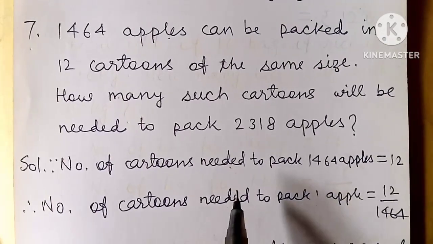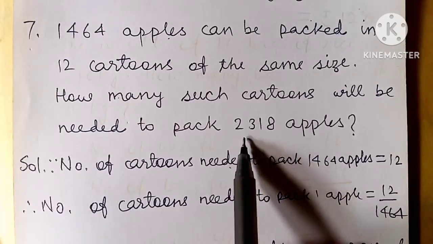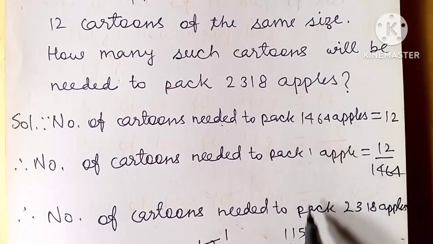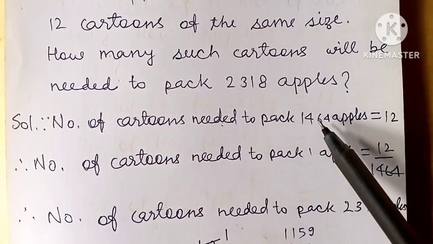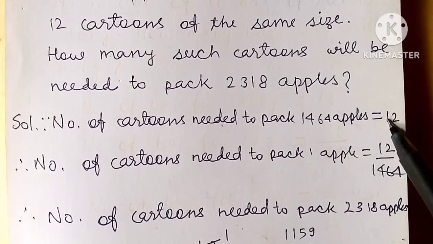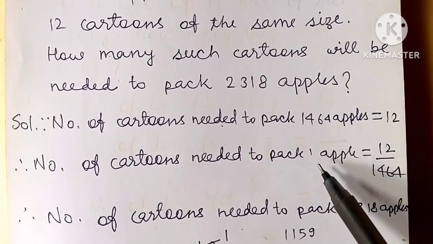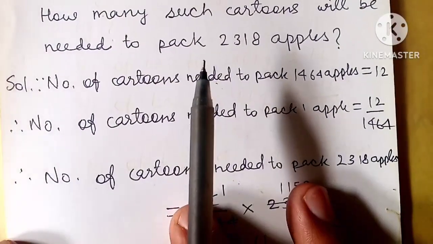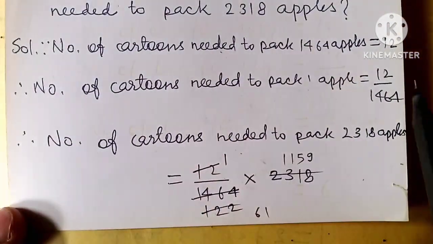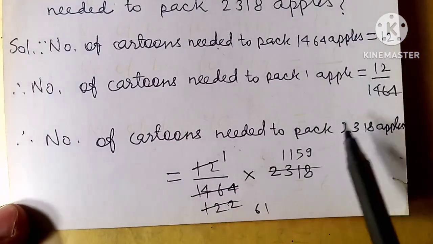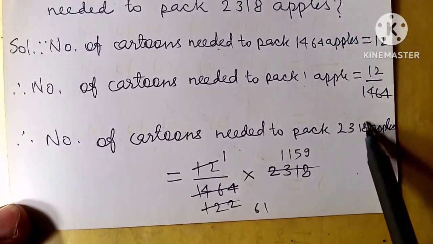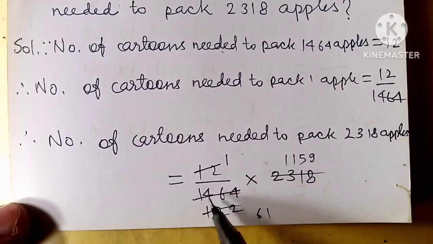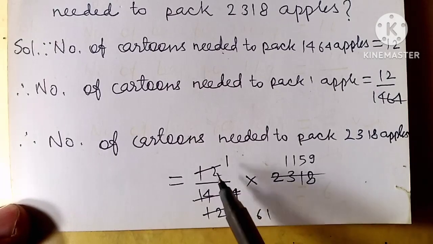We have to find the number of cartons for packing these apples. So here the number of apples is decreased, so we divide, and when the number of apples is increased, we multiply this number with this one. Now we have to cancel. We can divide this 1464 by 12.